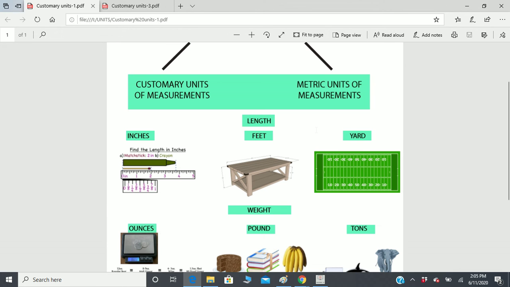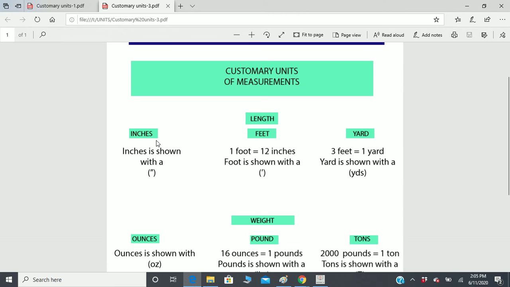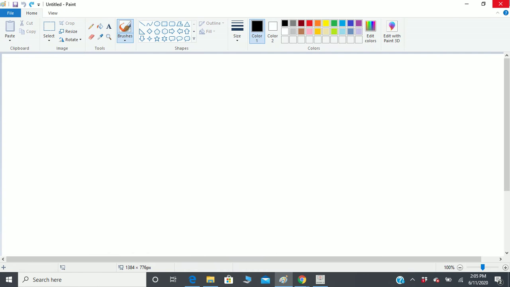So last week I gave you questions on how to solve this, how to convert them, right? We said inches is shown by these two signs. Then we said 1 foot is equal to 12 inches, and 3 feet is equal to 1 yard, and that you can change between them if you want, right? You can do the conversion between them, just like we did for pounds, tons, and ounces. Okay? Now, this week, I'm going to try to make this something fun and easy for you guys to do.